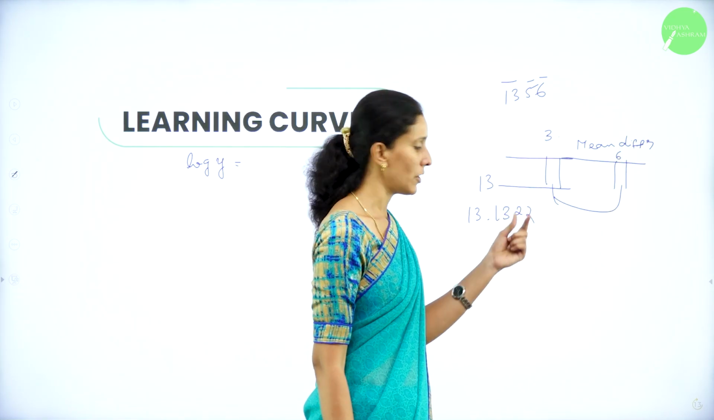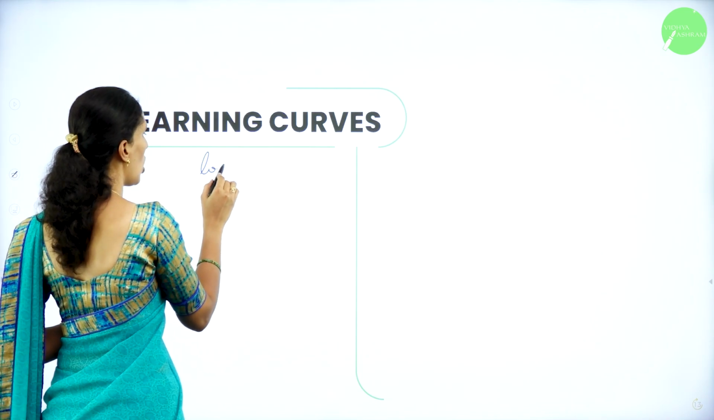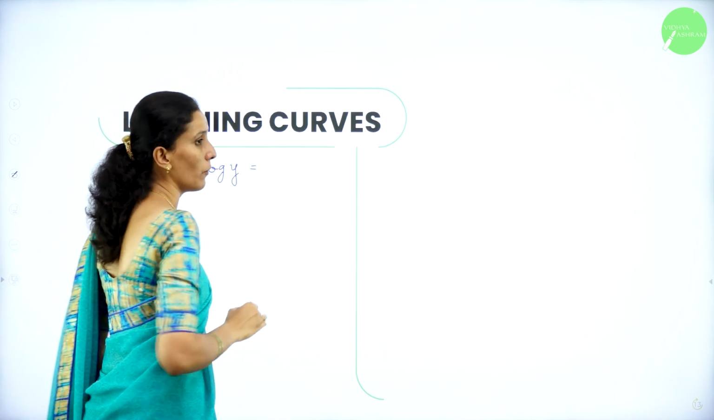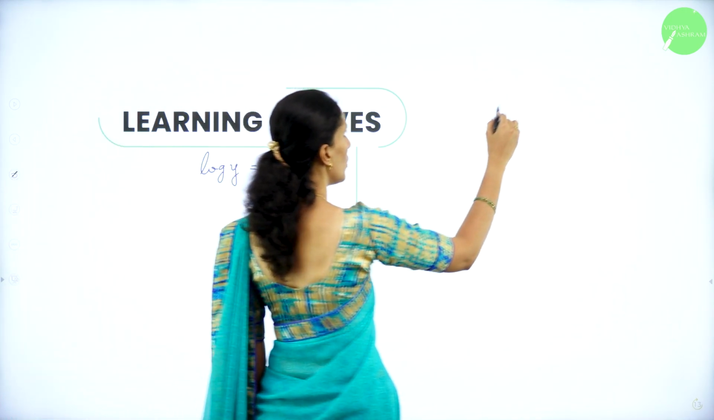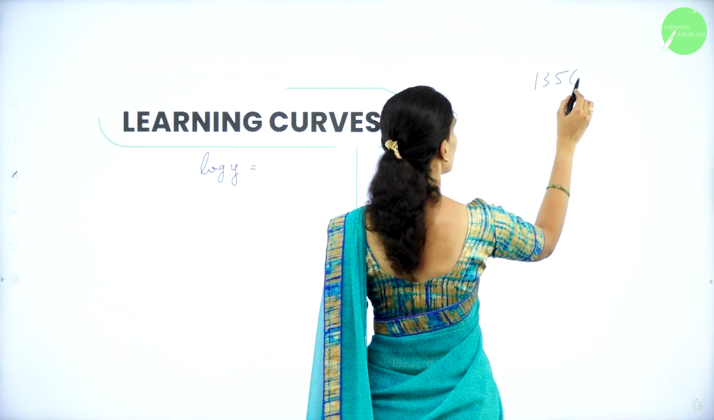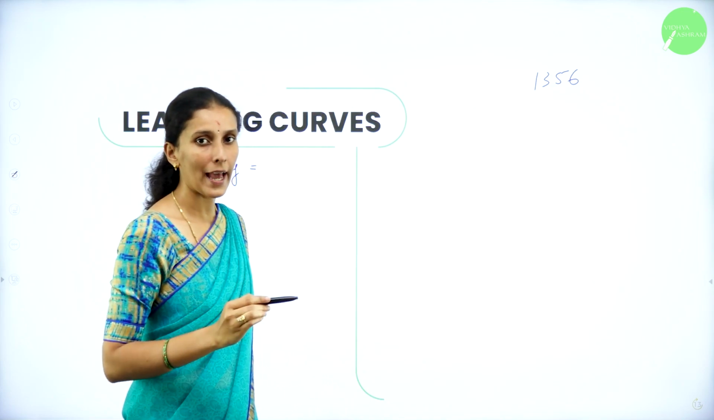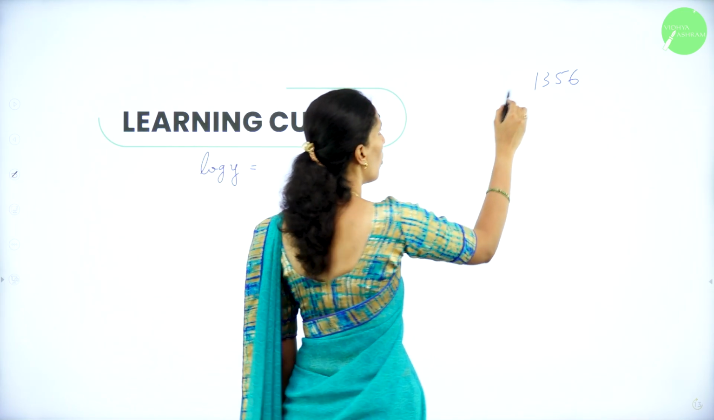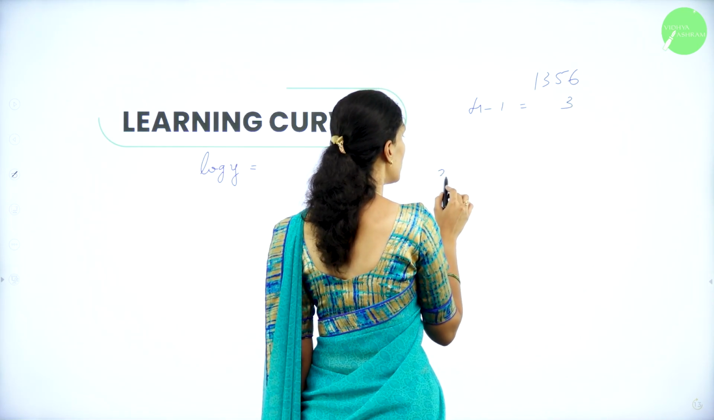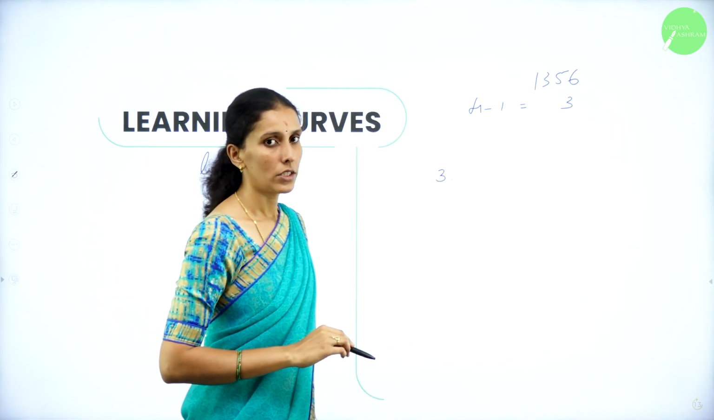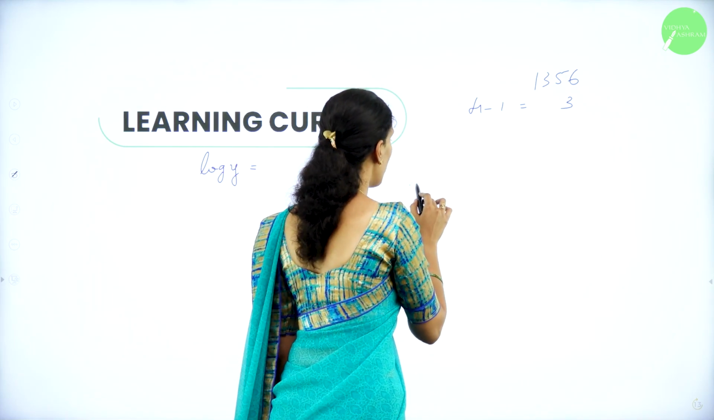So after adding the 5th column in row 13 with the mean difference 6, you will get the decimal values. Now we have log y. Now how to find the log of 1356? We know we have 4 digits here, so the characteristic will become 4 minus 1, which is equal to 3. So your answer will start from 3.